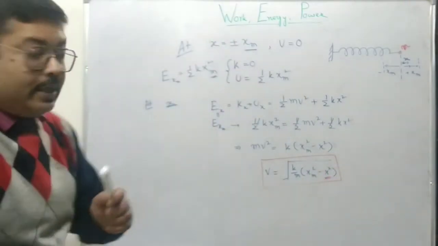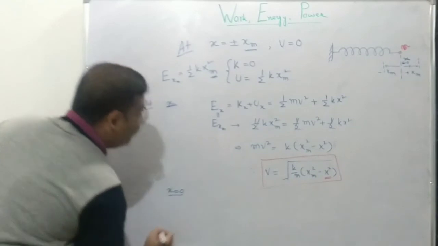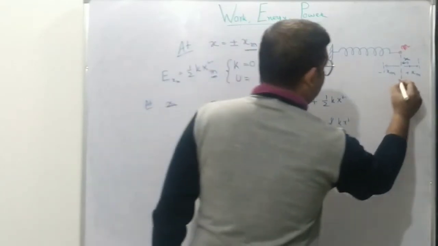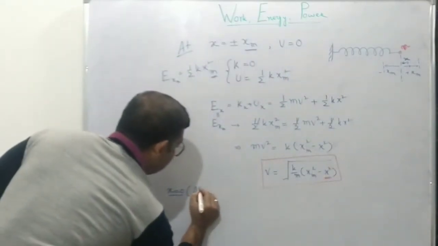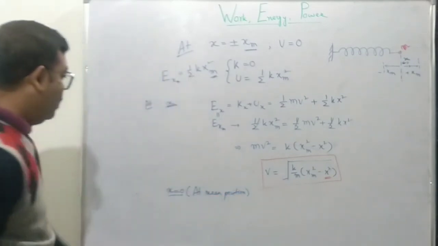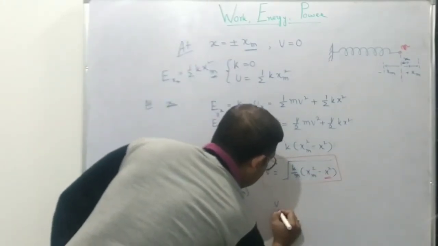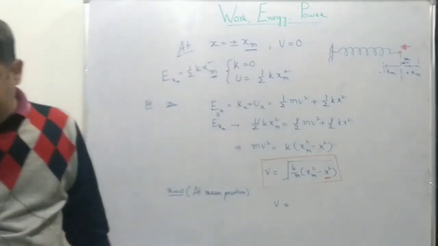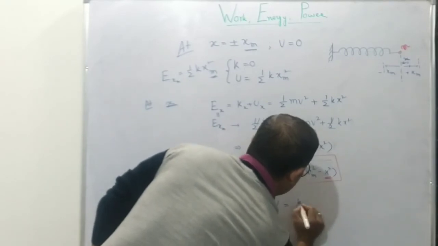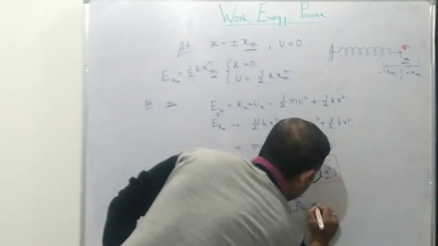So we are interested to find what happens if x equals 0. When is x going to be 0? When there is no extension or no compression, at the mean position. So x is 0 means this term will be 0. So what we will have? v will be equal to the square root of k by m, and then xm squared under root, so it will come out as xm.